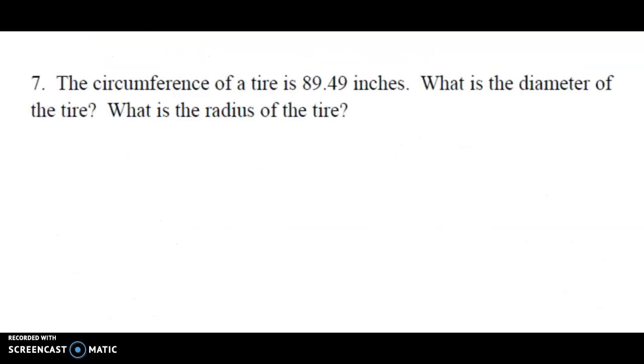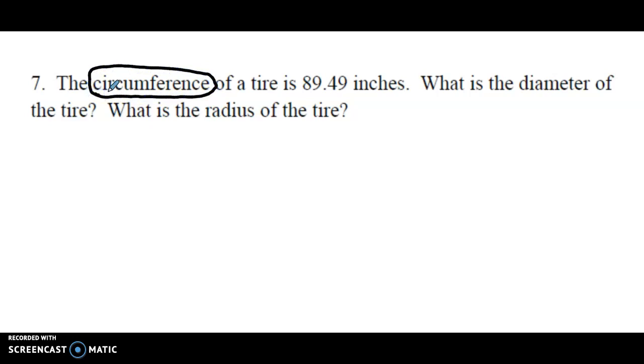We have a word problem. Word problem says the circumference of a tire is 89.49 inches. What is the diameter of the tire, and what is the radius of the tire? When any geometry word problem comes up, the first thing you want to look for are those key words that will tell you what formula to use or what definition to use. And in this problem, the word is circumference. So that tells us we're going to be using our circumference formulas.